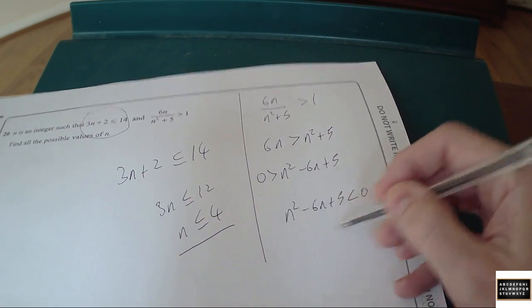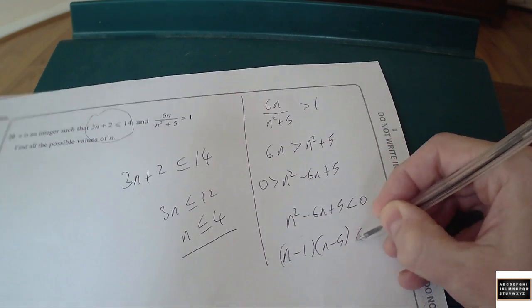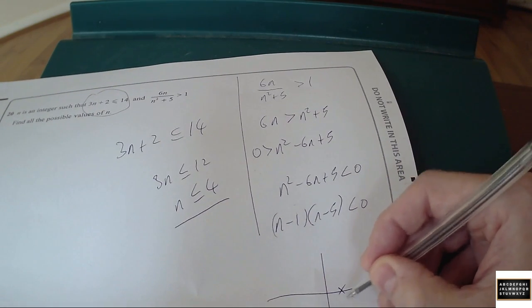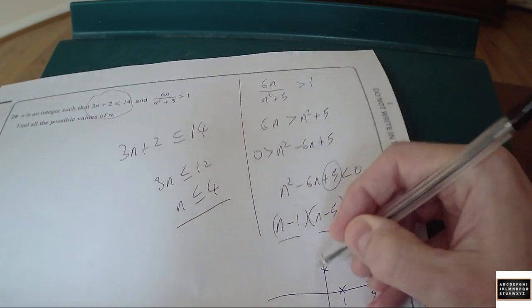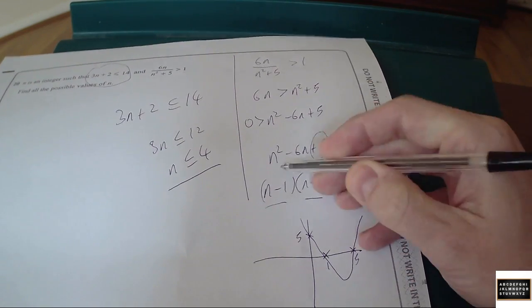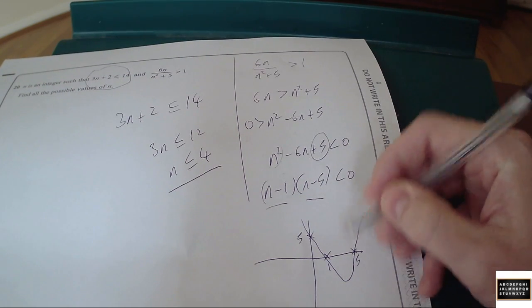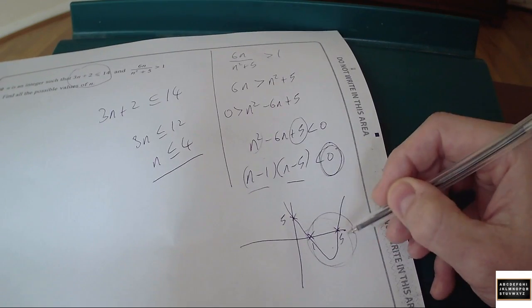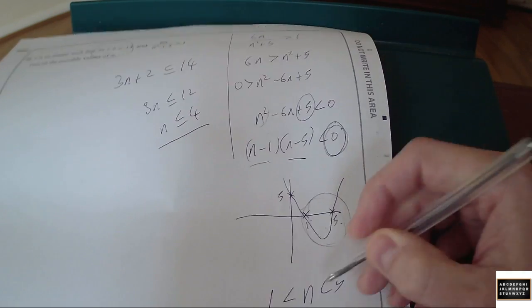Now I'm looking to factorise this. So n minus 1, n minus 5 will do it. And then if I sketch this inequality, I'm going to have 1 and 5 as my roots because they come from here. My crossing point here will be plus 5. And I'm going to draw the quadratic, which looks about like this. It's a happy quadratic because the coefficient of n squared is positive. And I'm looking for everything where it's less than 0. So that's everything in this region here, everything between 5 and 1. So from this inequality, I'm getting n between 1 and 5.